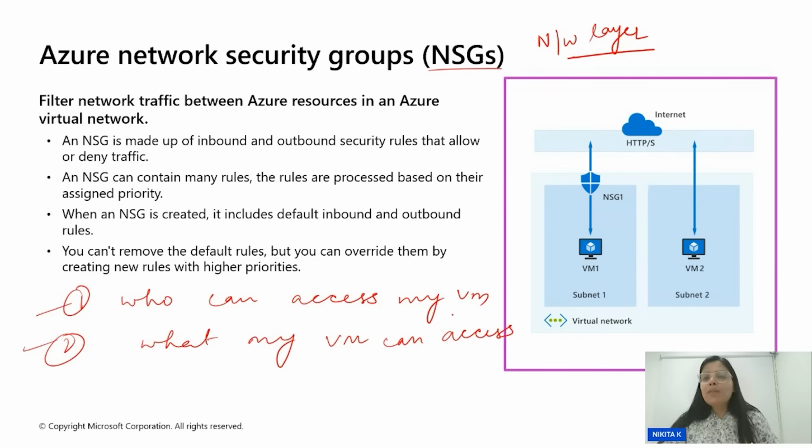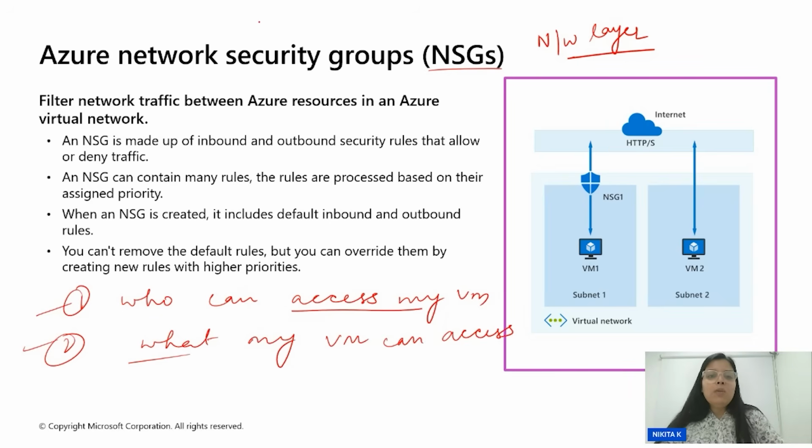It means whosoever is using the internet, if he is having the RDP or he is having the ports and everything, IPs, whether he will be able to access my machine over the internet. And second, what my VM can access, what ports that VM can access.